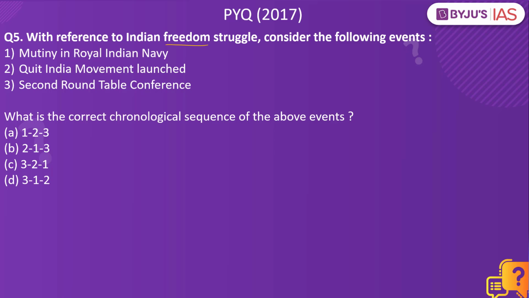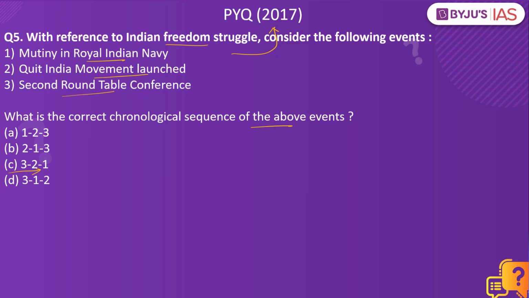With reference to the Indian freedom struggle, consider the following events: 1. Mutiny in Royal Indian Navy, 2. Quit India movement launched, 3. Second Round Table Conference. What is the correct chronological sequence of the above events? The answer to this is 3, 2, 1. This happens to be a previous year question from the year 2017.